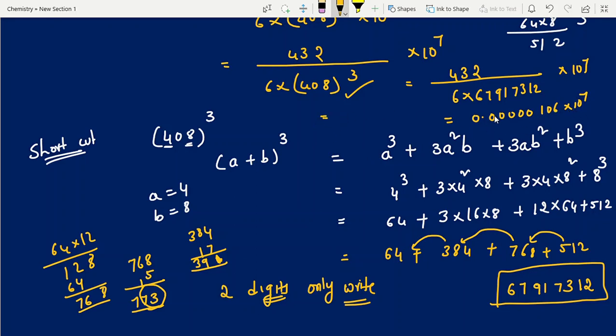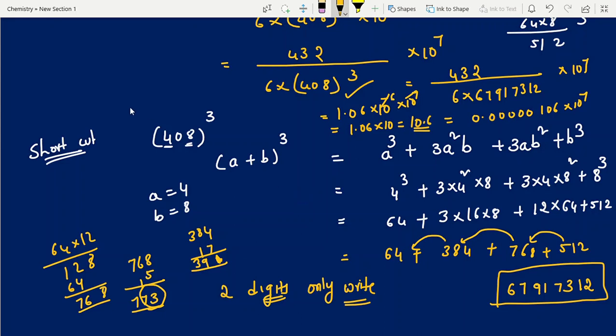106 into 10 to the power of 7. So finally, what is our answer, students? Here, 1.06 into 10 to the power of 6 into 7. So it gets cancelled. So 1.06, if you multiply with the 10, finally we will get 10.6. This is your answer.